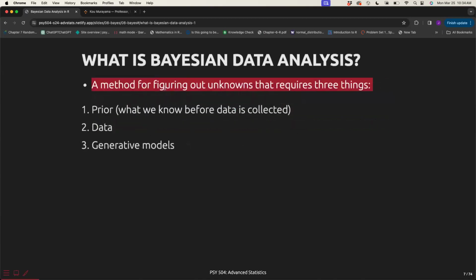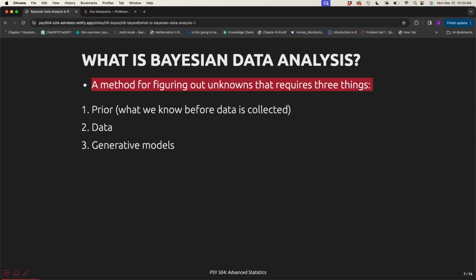So as I stated, Bayesian data analysis basically is a way for us to quantify unknowns, right? So what do we need in order to do this? We need three things. We need some prior information. So what's the state of the world before data is even collected? This is why we associate Bayesianism with subjectivity, because we have this prior. So we assign a particular prior before data is collected, what we think the state of the world is before data is collected. We need some data, so we need to collect some data.